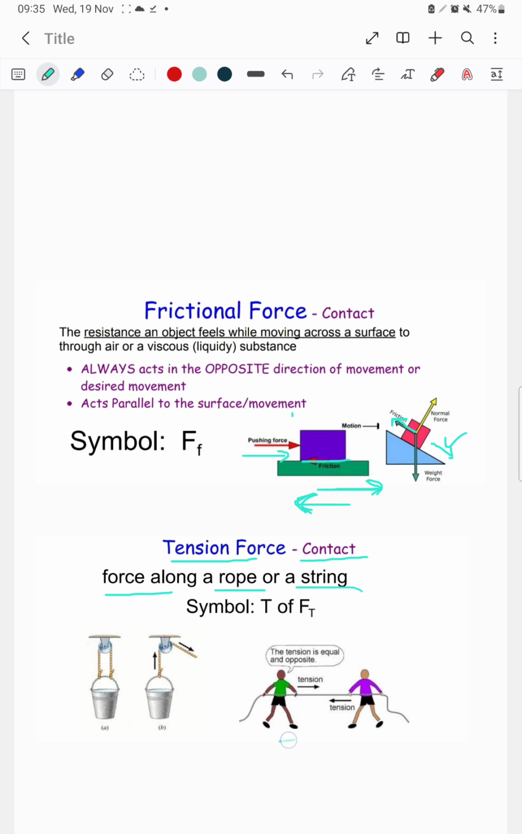For example, here we have two people pulling the rope. When this man is pulling the rope, a tension is created. He is pulling this side, and this man is pulling on the other side. So whenever there is a rope shown with two objects, the force of tension will always be this way, opposite. This is represented by T or FT, you can say it both ways.